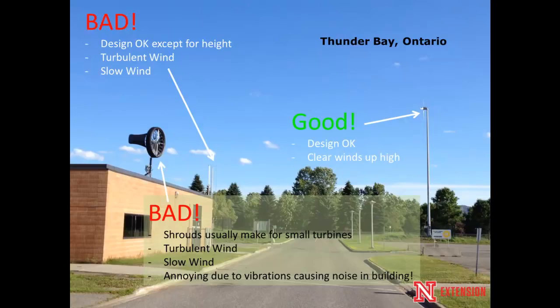The design is a Darrieus type, which is okay, except a lot of Darrieus turbines tend to be designed for short towers, low to the ground. Because it's low to the ground, you're in turbulent wind, you're in slow wind, and it doesn't matter that your design's okay when you place that turbine in a place with poor wind. That's one challenge with that particular turbine: it tends to put them in low wind speeds, low to the ground.